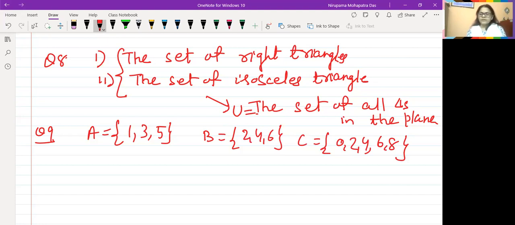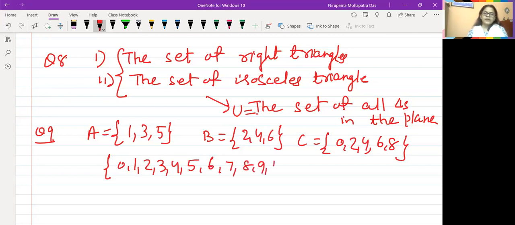So here the universal set for all the three sets can be taken as, I think, this fourth part: 0, 1, 2, 3, 4, 5, 6, 7, 8, 9, 10. This can be taken as the universal set here because this set contains all the three sets. Okay, and all the other sets you are given: 5 can't be the universal set, and 1, 2, 3, 4, 5, 6, 7, 8, then 0 is missing here.